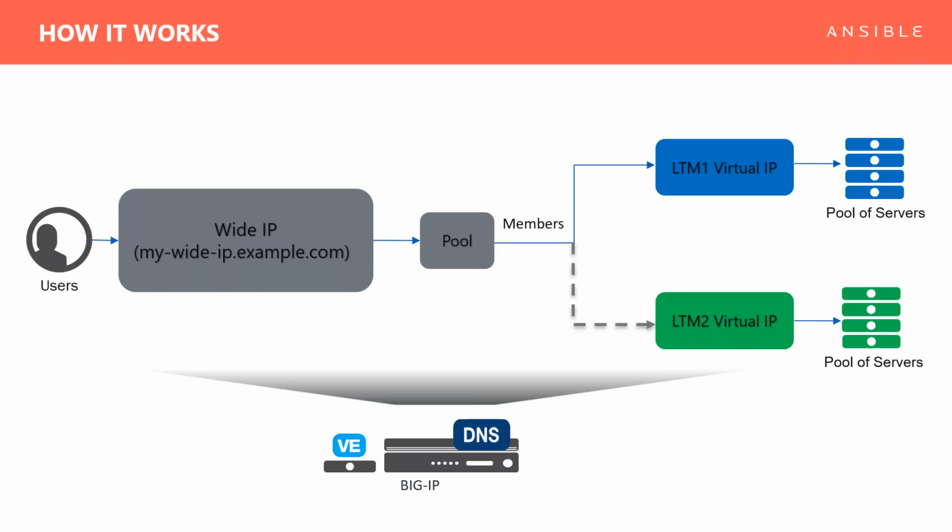Now, the wide IP, the pool, and the members that are assigned to the pool, this configuration is done on our BIG-IP DNS. So the LTM VIPs are assigned to the pool on the DNS, but they are not configured on the DNS. The configuration of the virtual IPs and the pools and the members is done on the BIG-IP LTM. But once you establish a trust between the LTM and the DNS, the VIPs are visible in the DNS, and then you can use those VIPs to add to the GTM pool or the BIG-IP DNS pool.